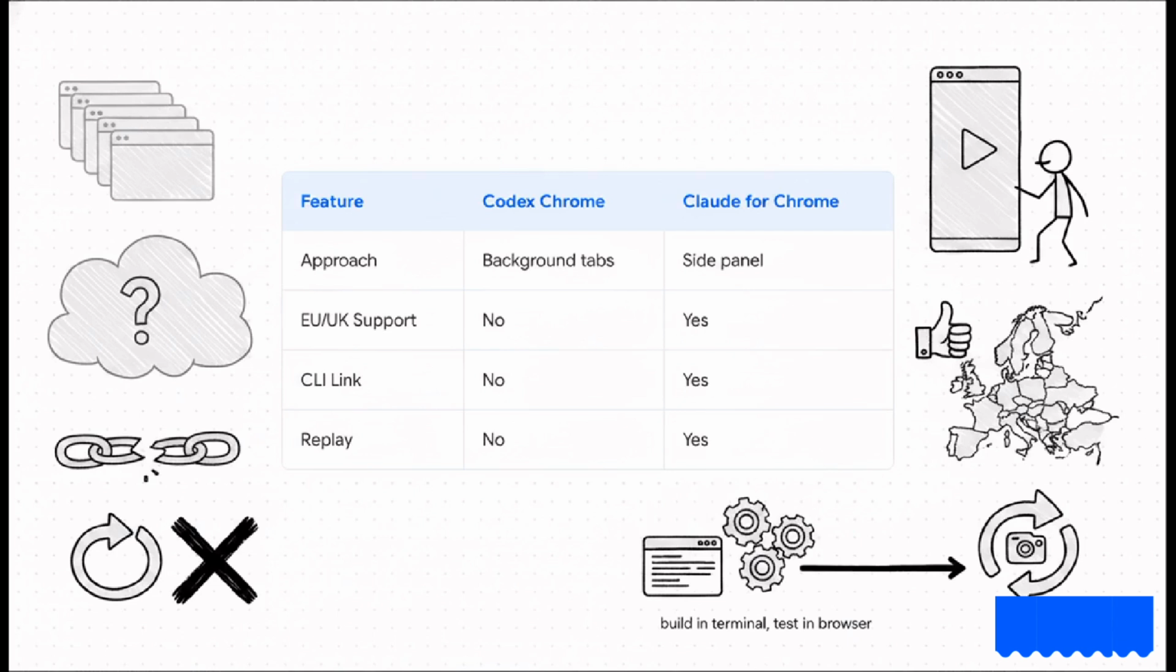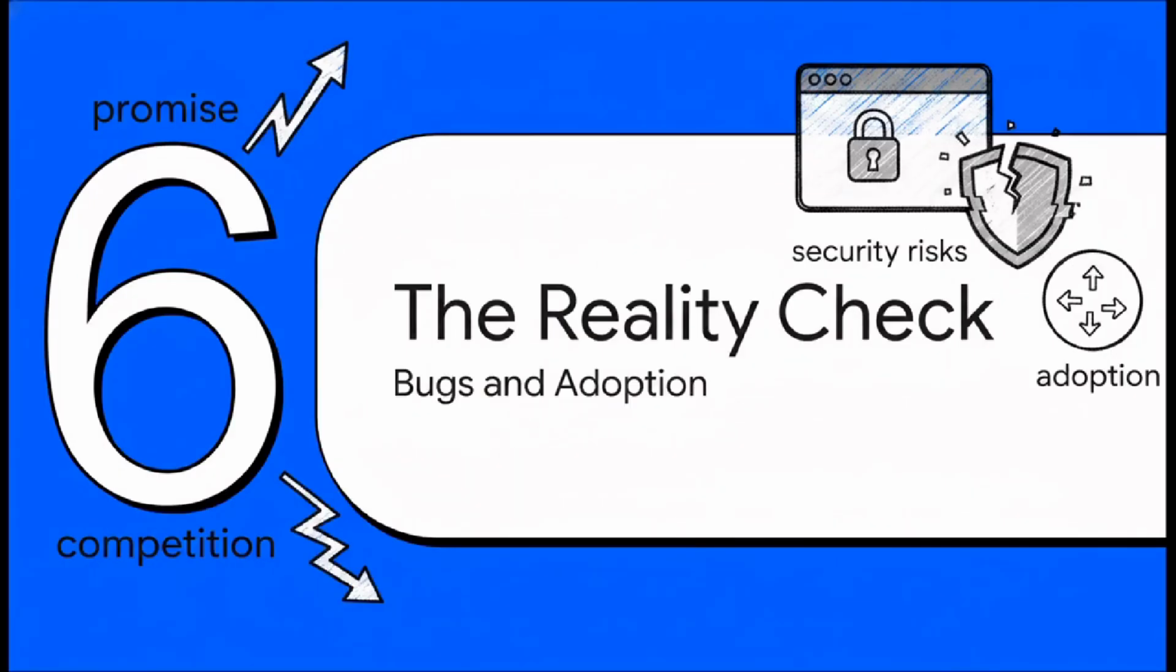And, as we mentioned, Claude is available in the EU and UK right now, whereas Codex is not. Also, Claude natively links up with their terminal tool, Claude Code, which creates this really incredible built-in terminal test-in-browser feedback loop. Oh, and Claude actually lets you record and replay browser workflows, which is a feature Codex is completely missing at the moment.